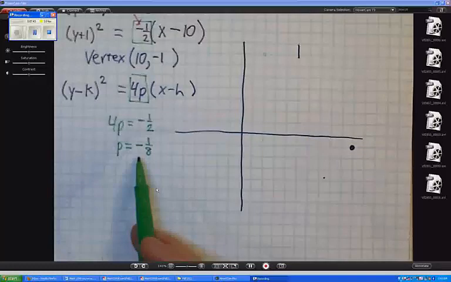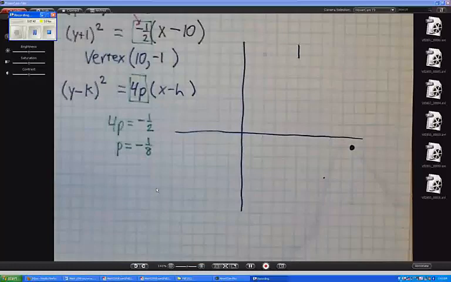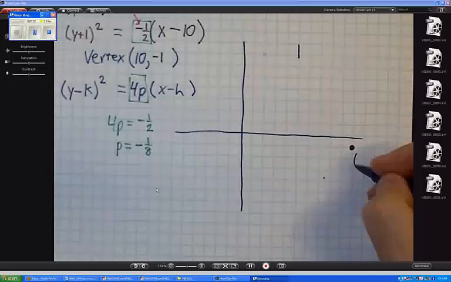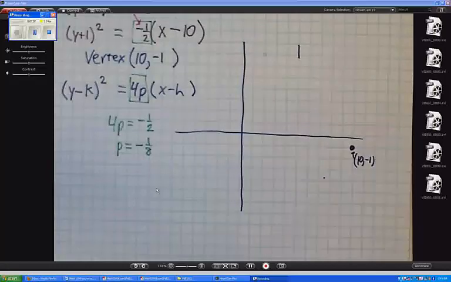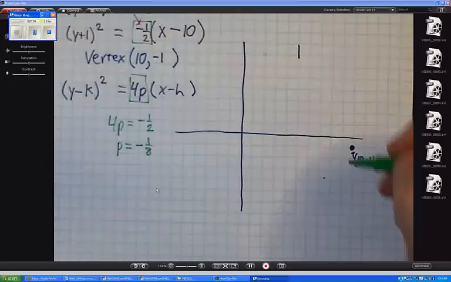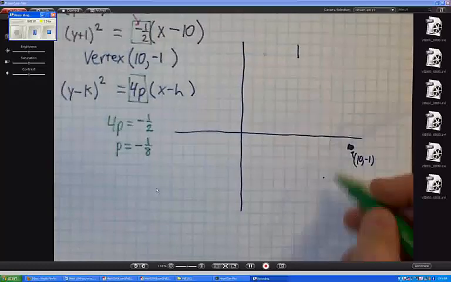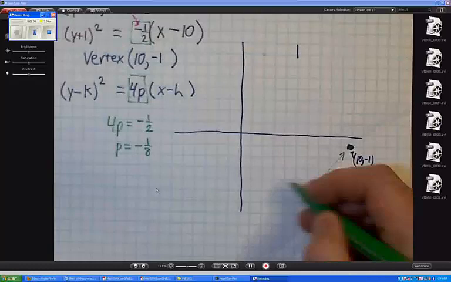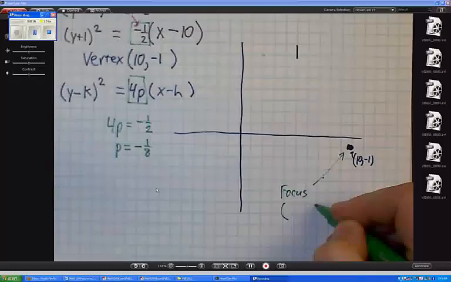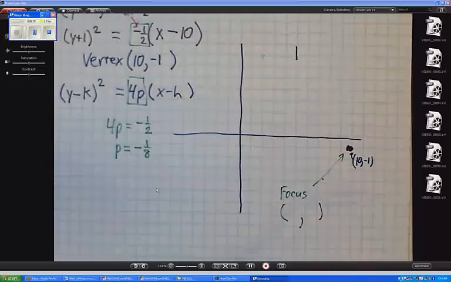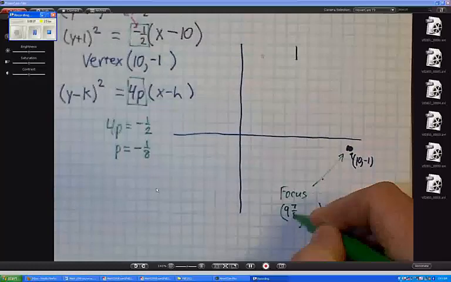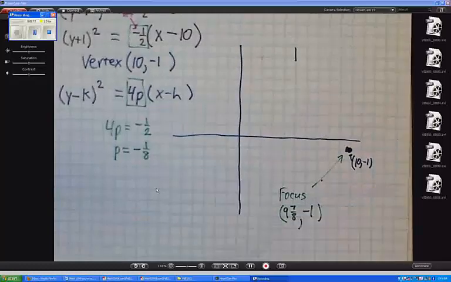By the way, the fact that p is negative tells you where the focus is going to be. The focus is going to be to the left. So it's funny because the vertex here is 10, -1. Right? That's the vertex. The focus is going to be only 1/8 to the left. So that focus would be, well, I guess it would be 9 7/8, comma, -1. Does that make sense to you guys? It's 1/8 to the left.